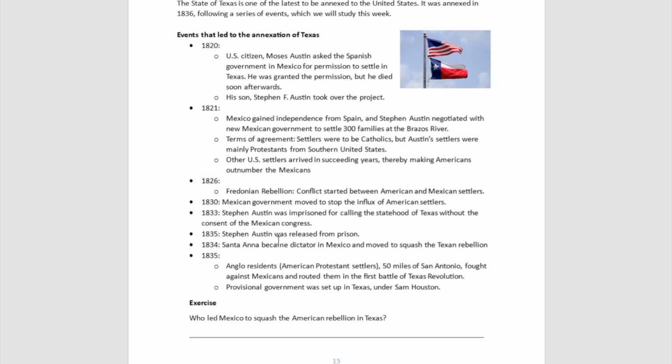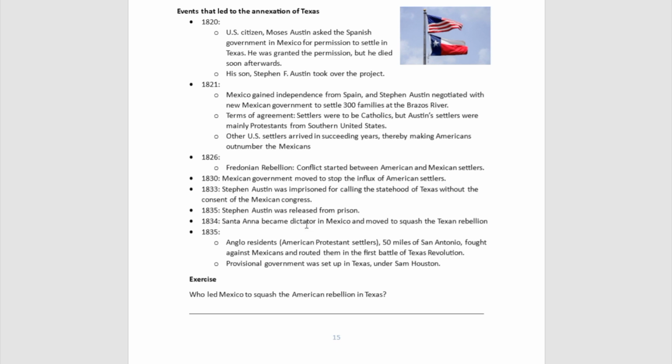In 1835, Stephen Austin was released from prison, and in 1834, actually, Santa Anna became the dictator of Mexico and moved to squash the Texan rebellion. In 1835, Anglo-Americans, the American Protestant settlers, 50 miles of San Antonio, fought against the Mexicans and routed them in the Battle of Texas Revolution. A provisional government was set up in Texas under Sam Houston.